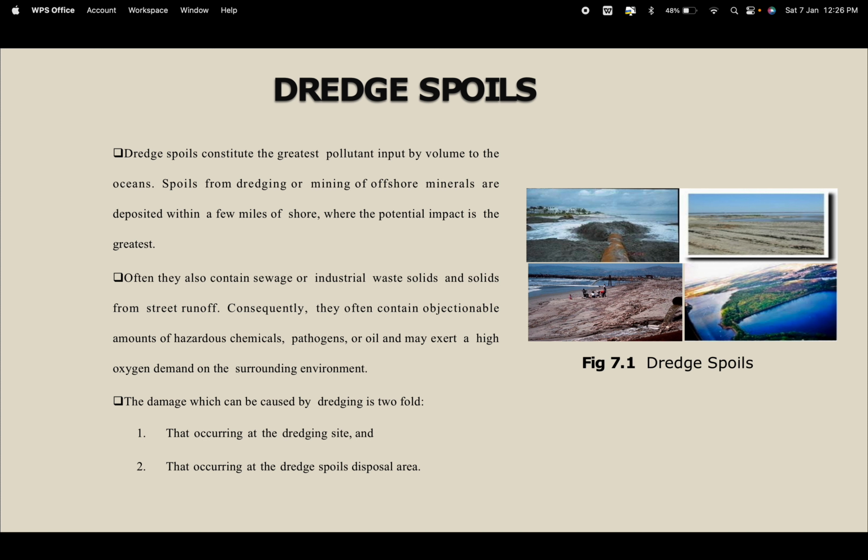Dredge spoils. Dredge spoils are the greatest pollution input by volume to the ocean. Spoils made by dredging or mining of offshore minerals are deposited within a few miles of shore, where the potential impact is the greatest. Often they also contain sewage or industrial waste and solids from street runoff. Consistently, they often contain objectionable amounts of hazardous chemicals. The damage caused by dredging is twofold: that occurring at the dredging site and that occurring at the dredged spoils disposal area.